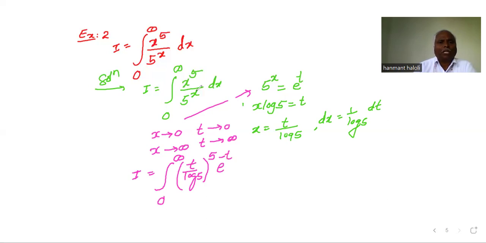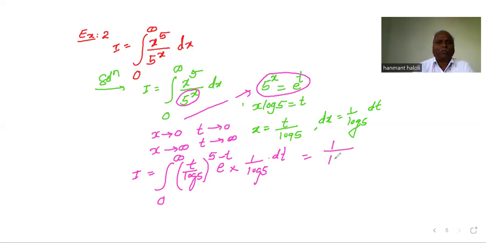Now here x raised to 5 is in the denominator and it comes into the numerator, it becomes minus t, e raised to minus t. Now in place of dt you can write this value, 1 upon log 5 into dt. Now simplify this integrand with the index: 1 upon log 5 raised to 5 and one more log 5, so log 5 raised to 6.